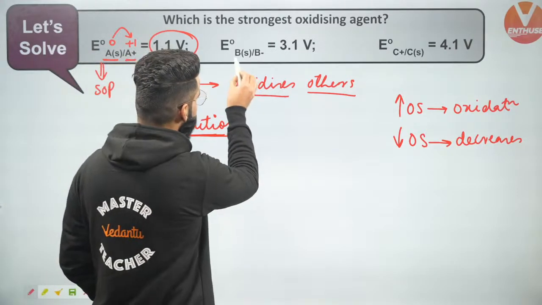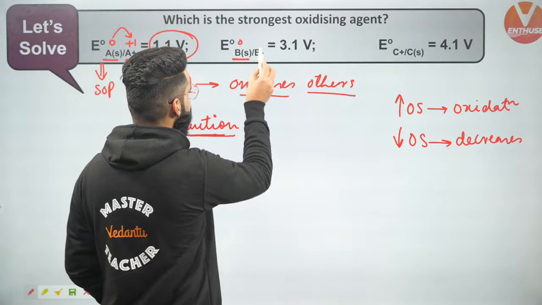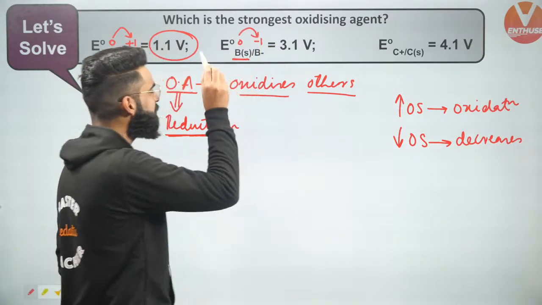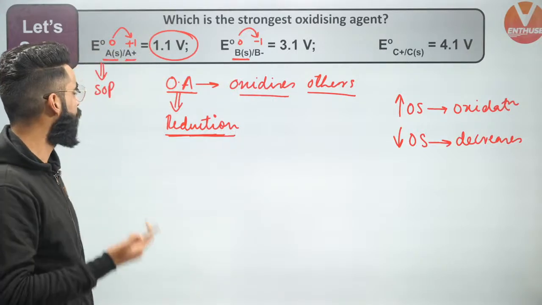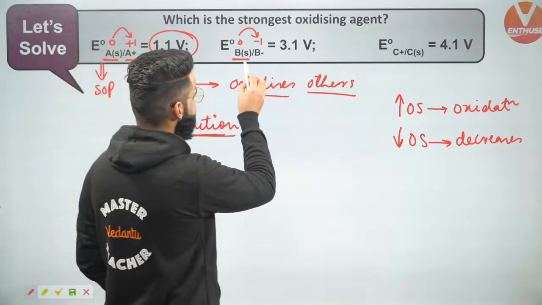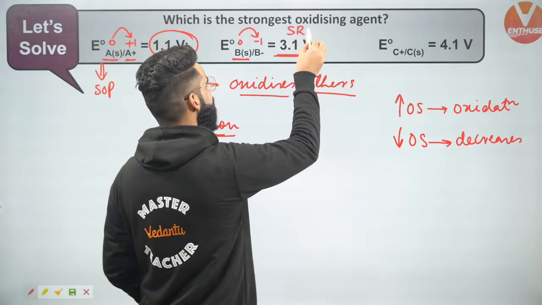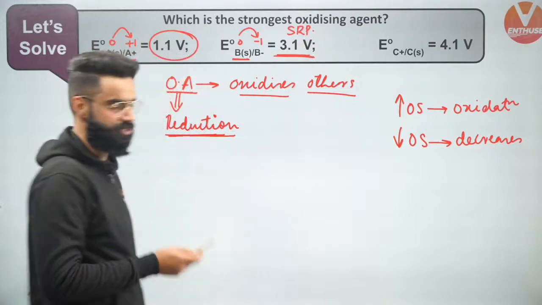Similarly, the charge present on this B right here is 0. The charge present on this B right here is -1. The oxidation state of B is decreasing. A decrease in the oxidation state is what we call reduction. So this is the standard reduction potential of B electrode which is given to me.